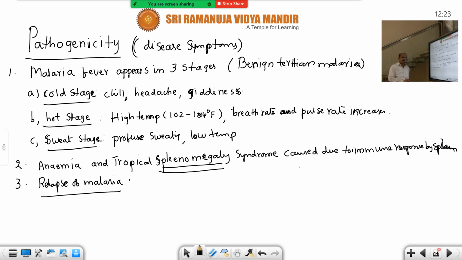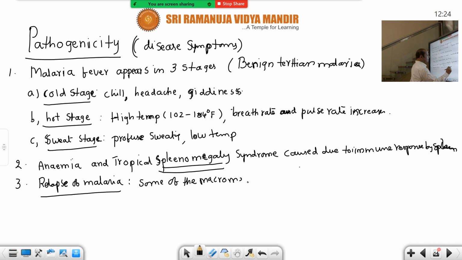Some of the macrometacryptozoites enter into liver cells. Metacryptozoites are of two types. Macrometacryptozoites are the larger ones, micrometacryptozoites are the smaller ones. The smaller micrometacryptozoites attack the RBC. The larger macrometacryptozoites enter into the liver cells and take rest.